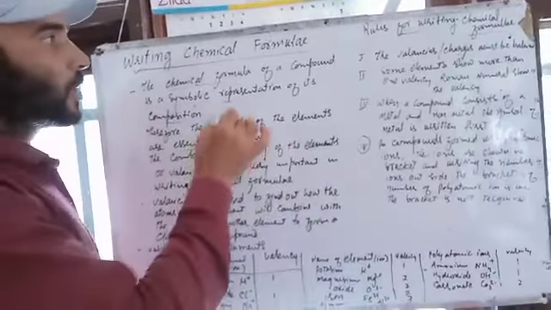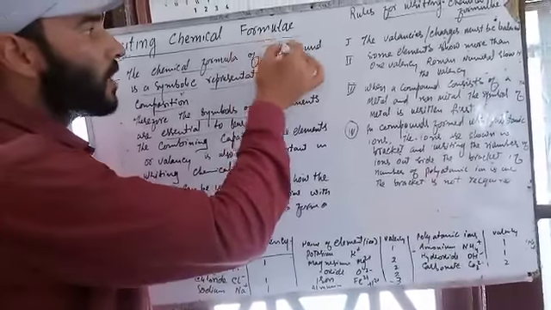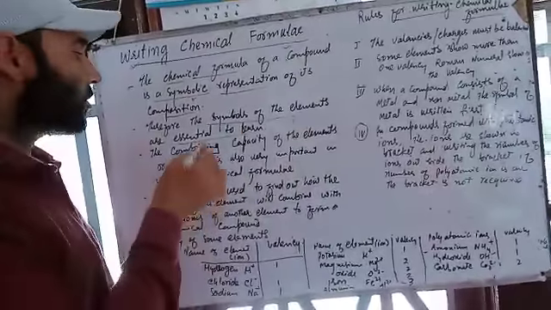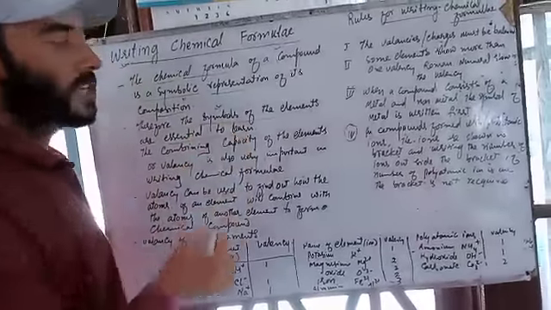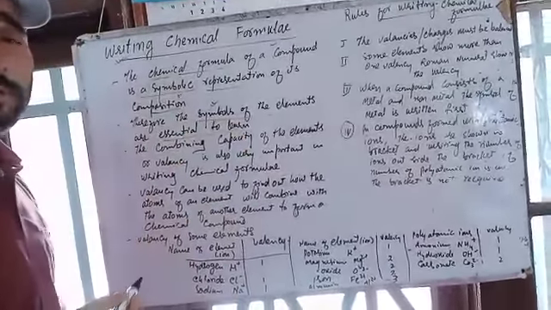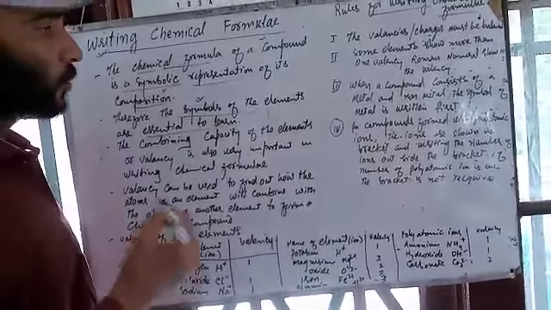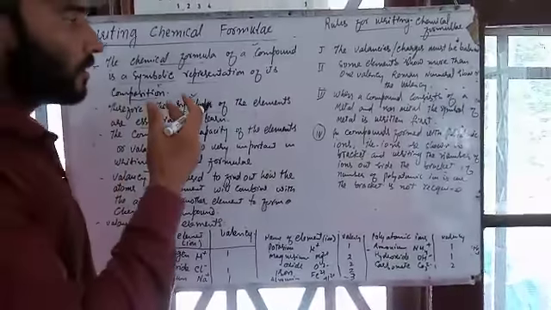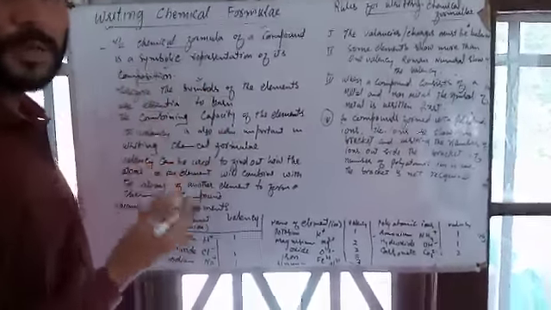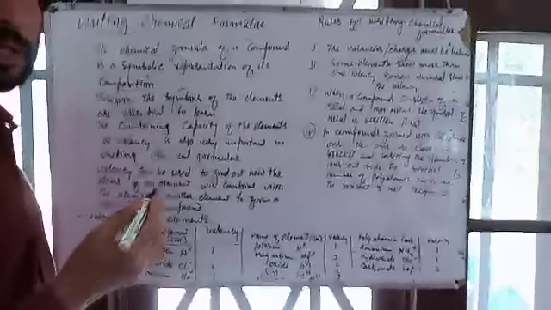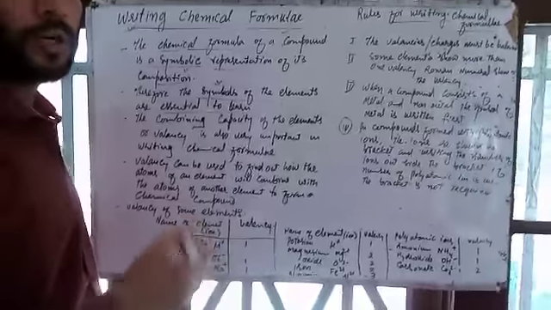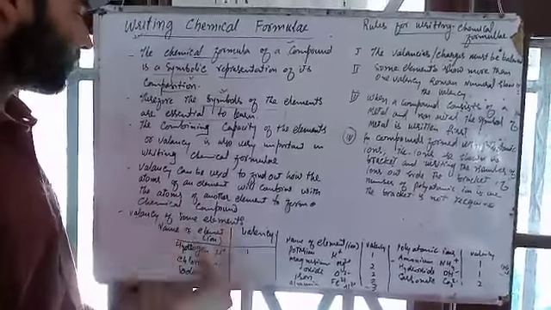Therefore, to learn the chemical formula of a compound, we need to learn first the symbols of the elements. In the previous video, I told you that you must learn the symbols of all elements in the periodic table, like hydrogen, helium, lithium, beryllium, boron, carbon, etc.